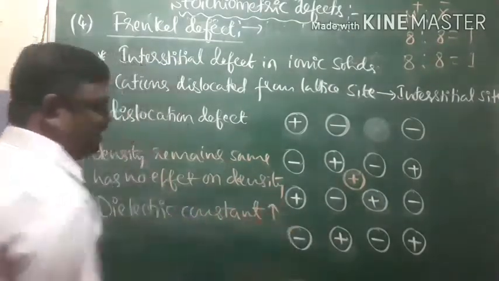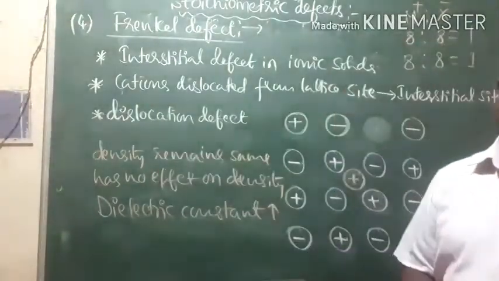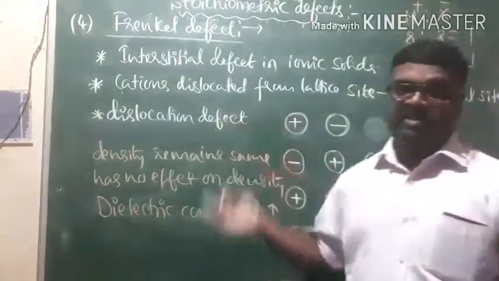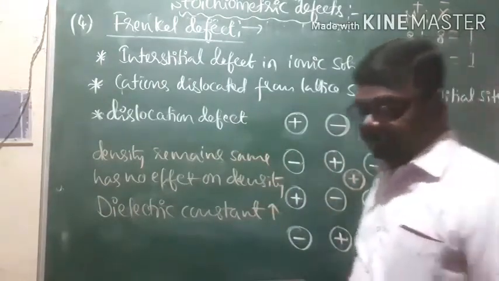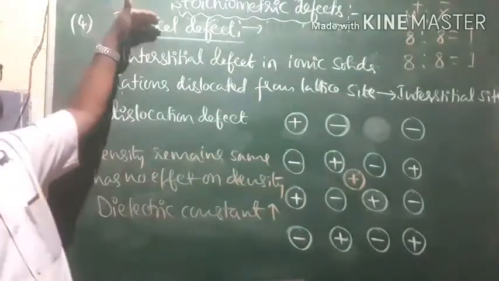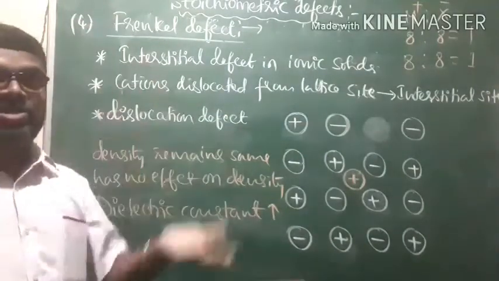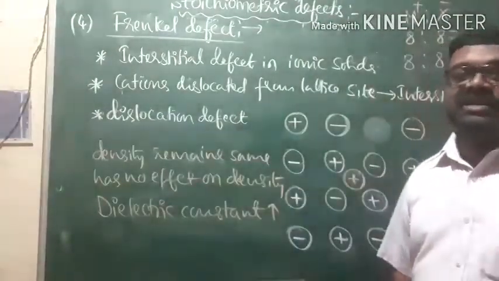You studied dielectric constant in second year physics, and I won't go into the details of it. The dielectric constant of a solid increases due to this Frankel defect, which is an interstitial defect in ionic solids. It is due to the dislocation of a cation from its lattice site into the interstitial site.